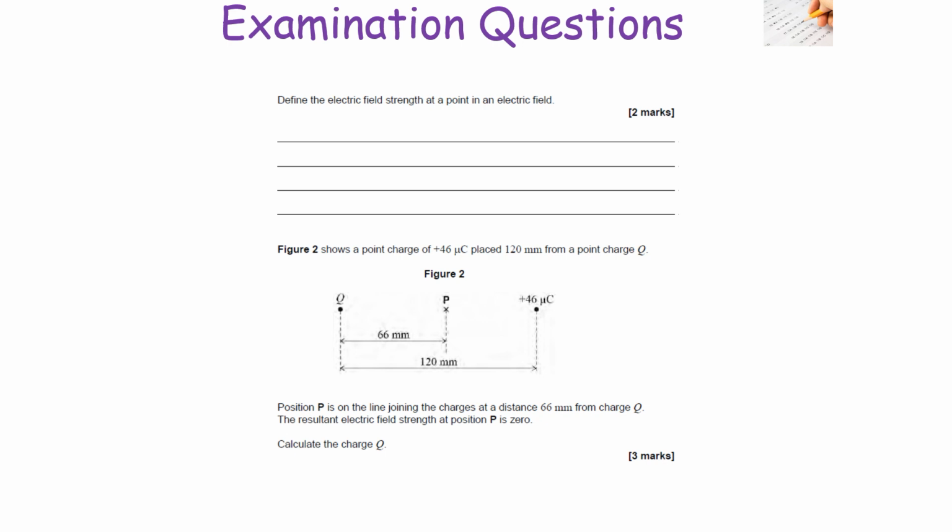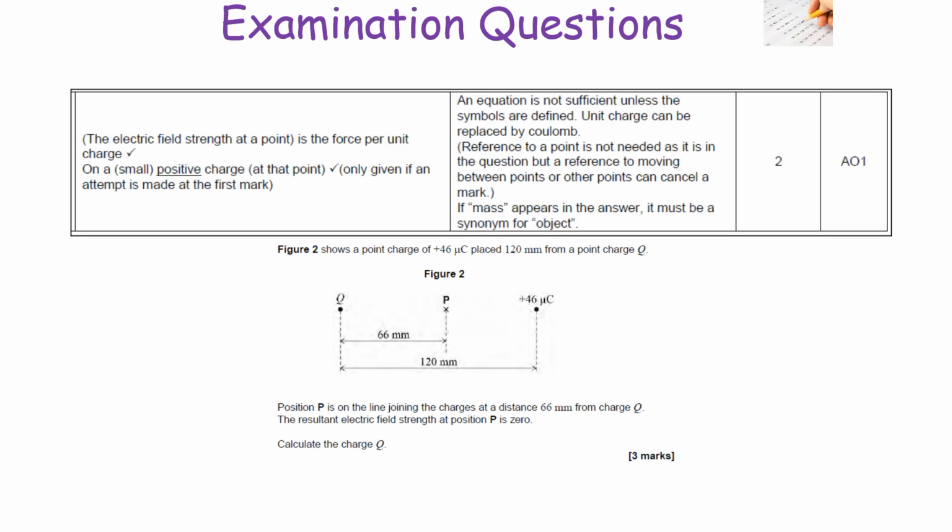Right, the first one is just the definition of electrical field strength. So the definition is, it is the force per unit charge on a positive charge in the field. So the electrical field strength is the force per unit charge on a positive unit charge.